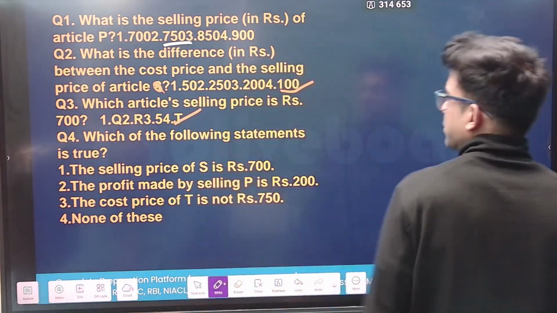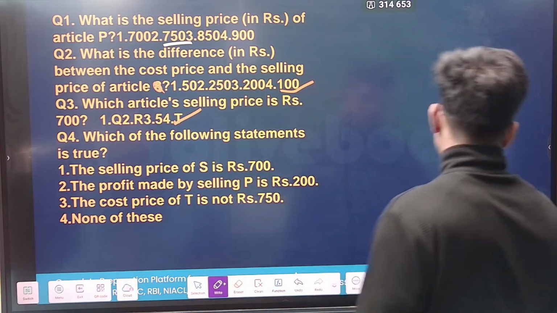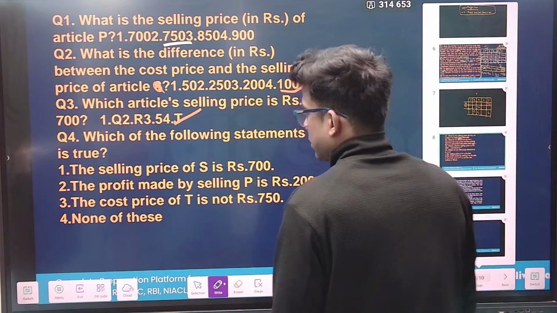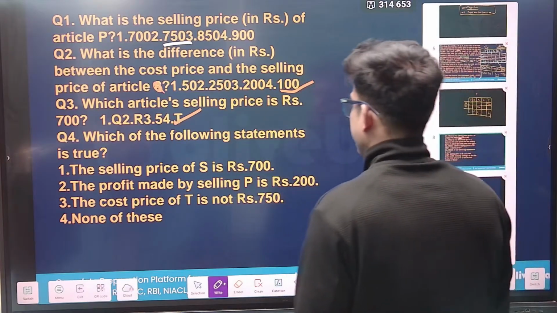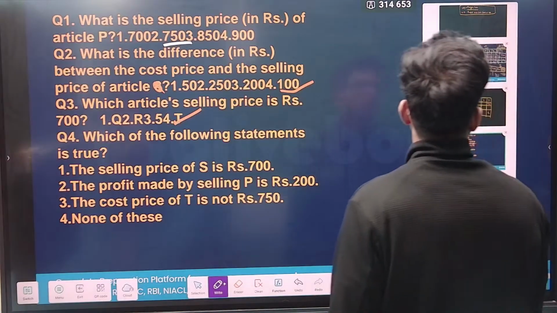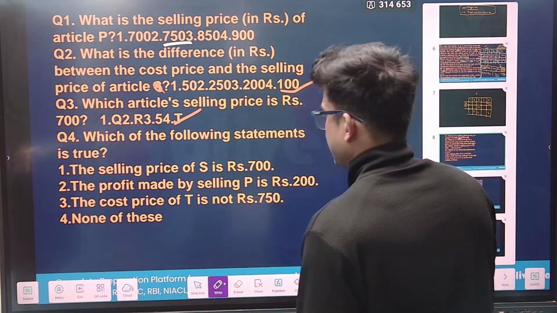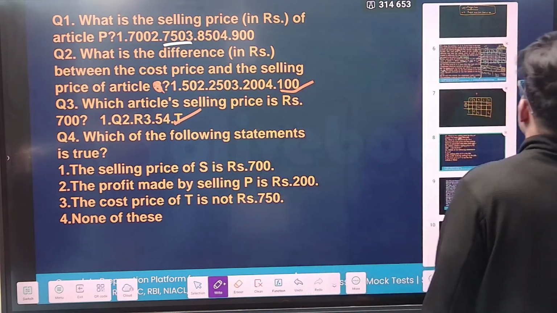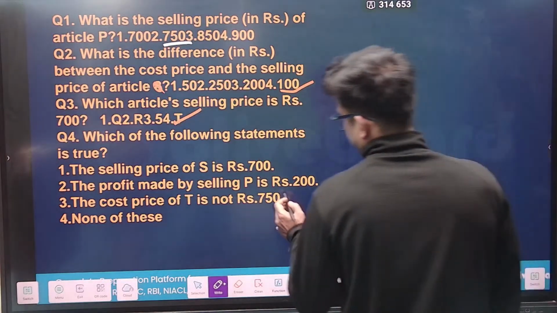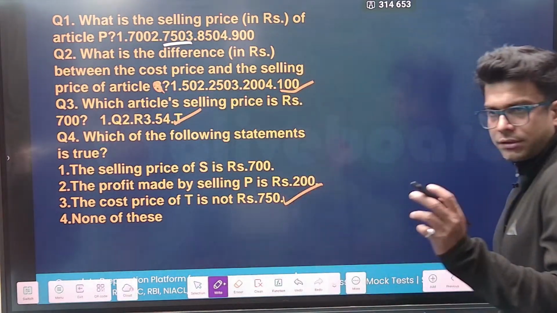Which of the following is true? The selling price of S is 700. No, the selling price of S is not 700. The profit made by selling P is 200. No. The cost price of T is not rupees 750. Yes, this is right. We've done all the questions.